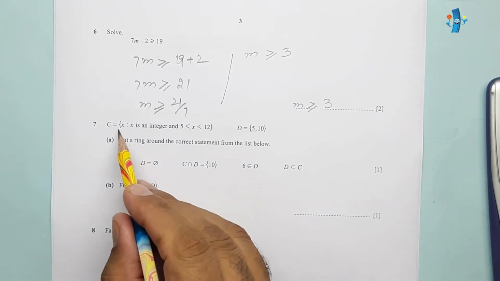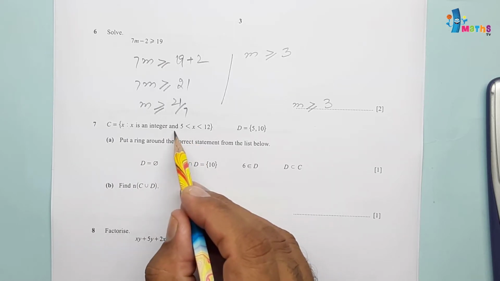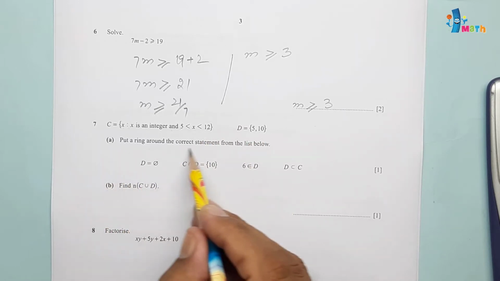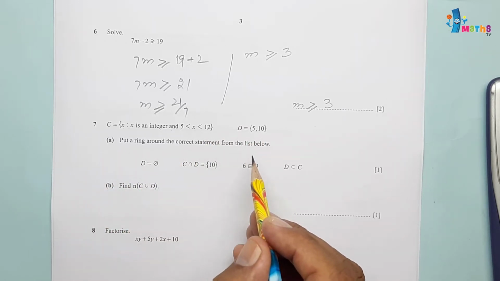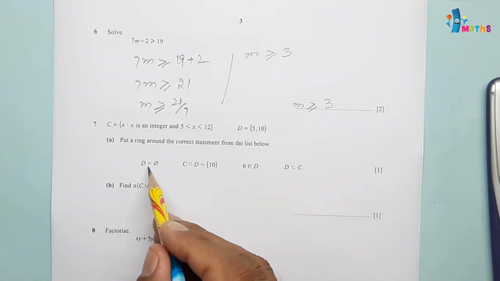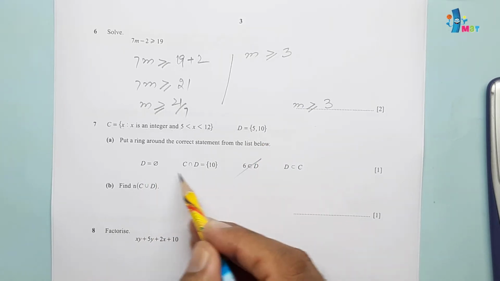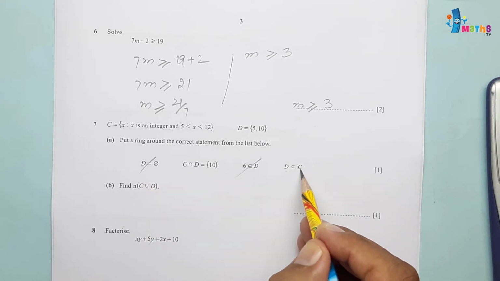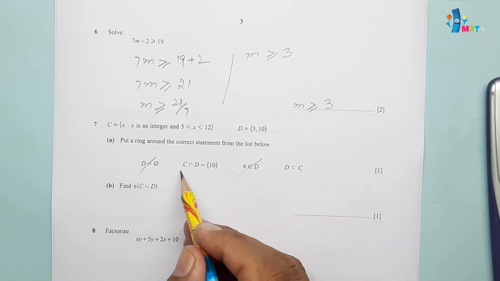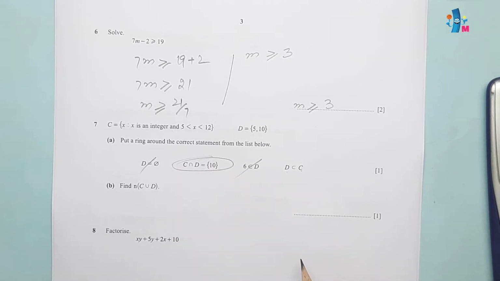Question number 7. The set C is given: x such that x is an integer and x is greater than 5 and less than 12, and D is this one. Put a ring around the correct statement from the list below. D is equal to 5. D is not empty, so this is wrong. 6 belongs to D. 6 is not belonging to D, so these are wrong. D is a subset of C, so this is also wrong. Basically only this is correct: C intersection D is 10. Only this one is correct.